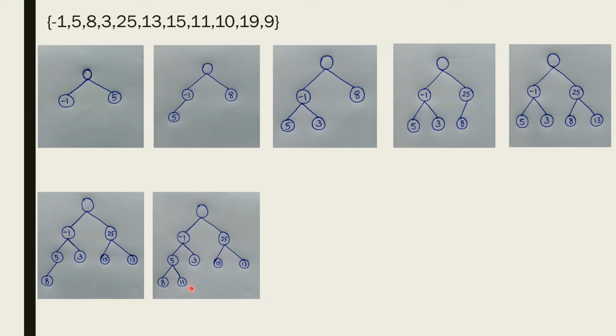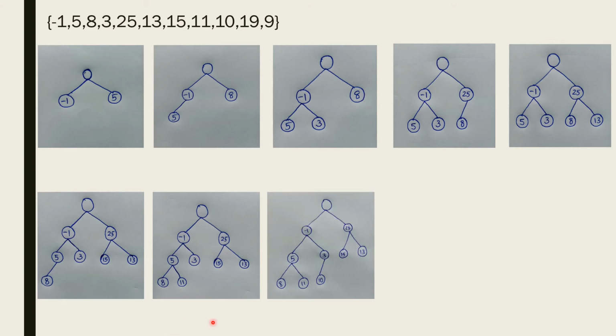The correspondence property is also not violated. See, the corresponding element of 10 will be what? The corresponding element of its parent. The corresponding element of the parent is what? 13, right? So 3's corresponding element is 13, and 10 is less than 13. So the correspondence property is also not violated. So we can add 10 over here.